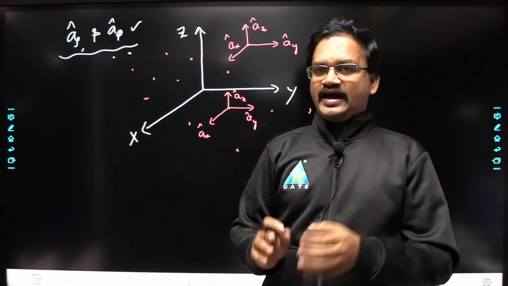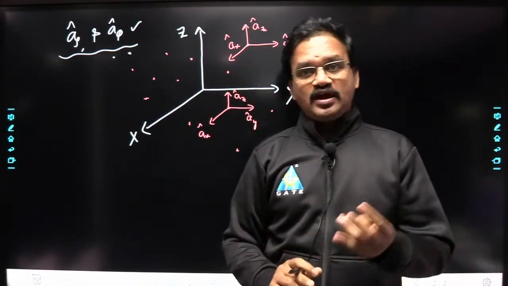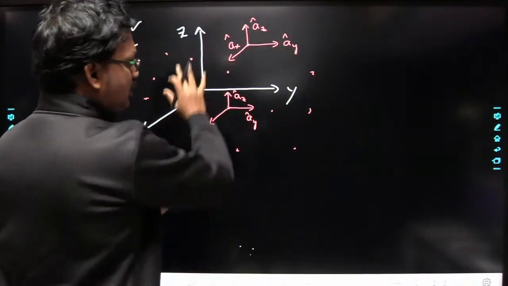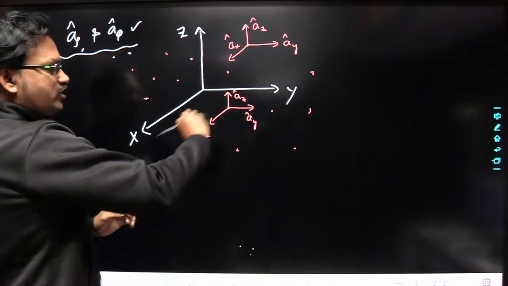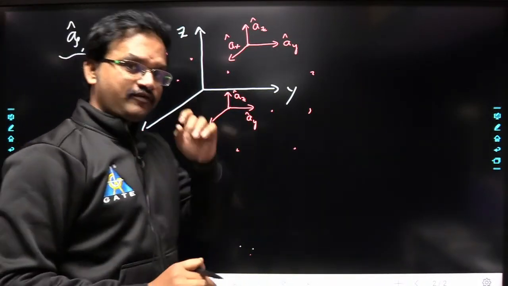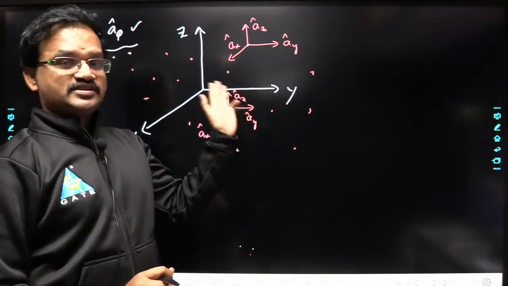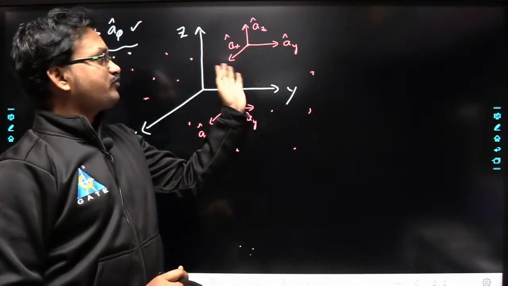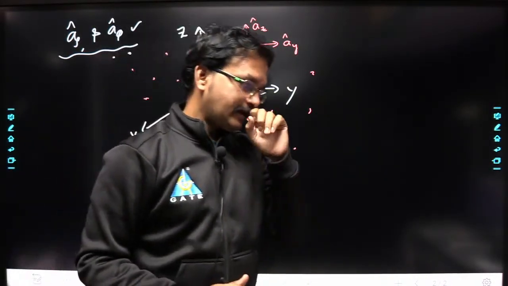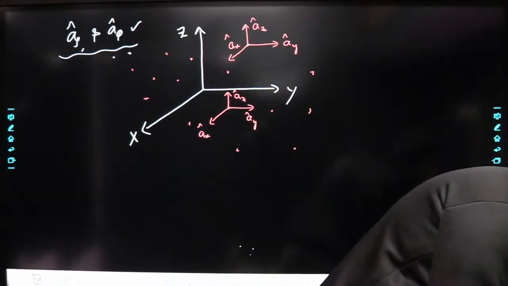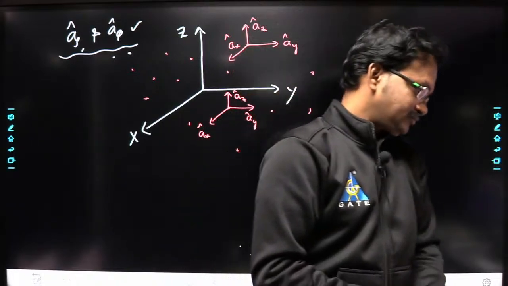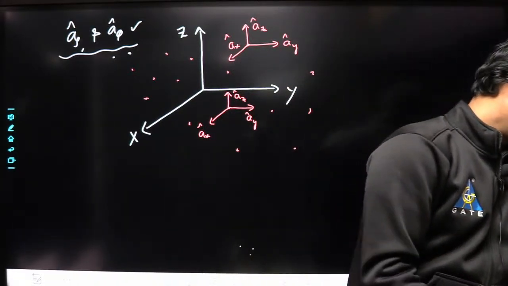That means the directions of these unit vectors Ax cap, Ay cap and Az cap are fixed or not? Yes or no? Whatever point you take here, Ax cap is always going to point in this direction, Ay cap in this direction, Az cap in this direction. So at each and every point in 3-dimensional space, in case of rectangular coordinates, the directions of Ax cap, Ay cap and Az cap are fixed. Yes or no? Is this point clear?